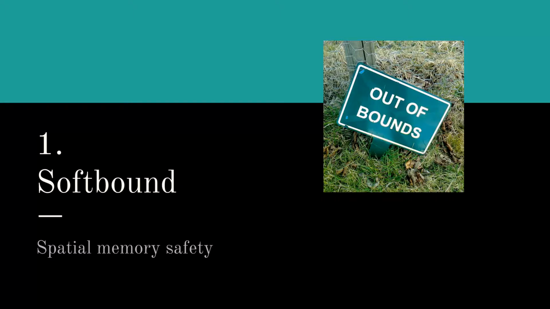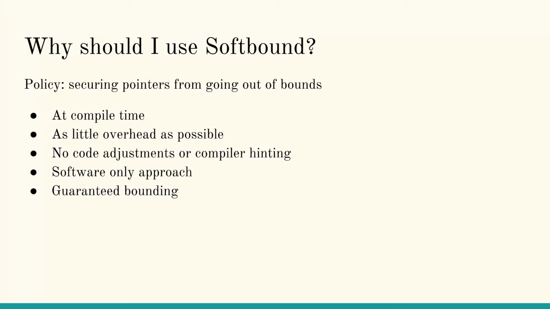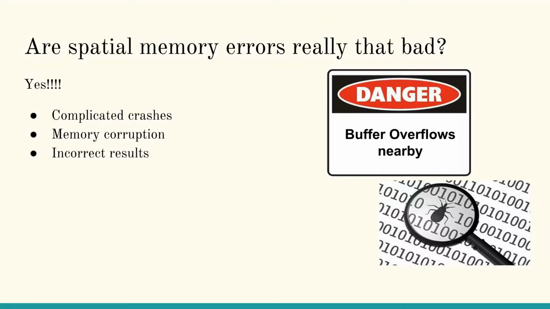The first method we will use is Softbound, which is a program that enforces spatial memory safety. Why should we use Softbound? The policy is securing pointers from going out of bounds. It does this at compile time and it produces as little overhead as possible. It also needs no code adjustments or compiler hinting, so you can just recompile old code. It's a software-only approach, as I mentioned before, and it also has guaranteed bounding, so you can always guarantee that each violation will be noticed and that there are no false positives.